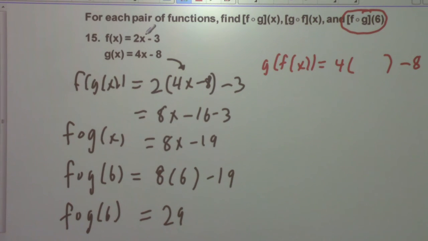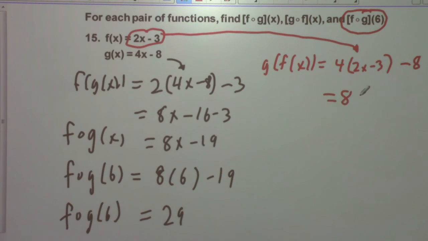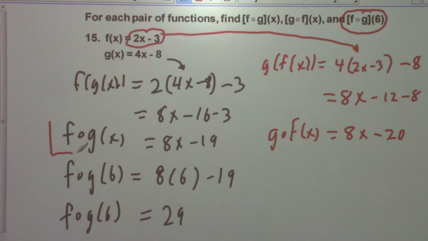And so here we're going to plug f into g, so we're going to take this right here like this, and we'll put 2x minus 3 right in here. So we're going to get 8x minus 12 minus 8. So we're going to get 8x minus 20. So that's going to be this thing right here, g of f of x, which is the same notation there. So these would be your answers for number 15.